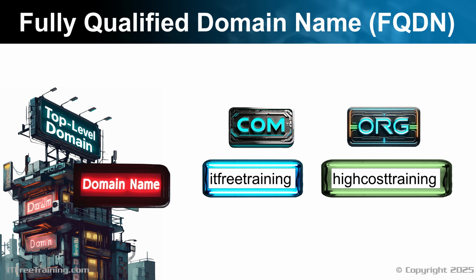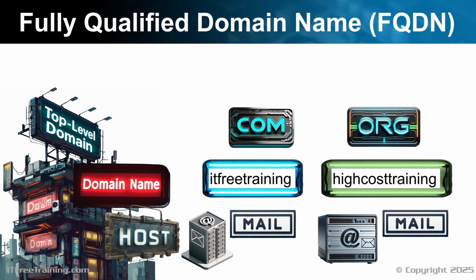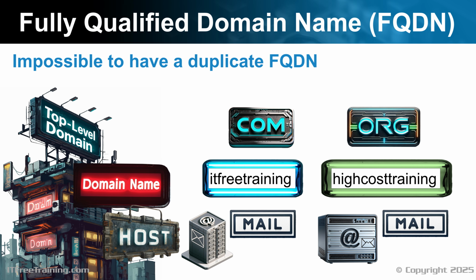Registering domain names like these means that the person who registered them can add hosts to the domain name or even subdomains if they wish. For example, a mail server could be added to both domains. In DNS, using fully qualified domain names, it is impossible to have a duplicate FQDN. Although the host names are the same in both domains, the FQDN in each domain is different.